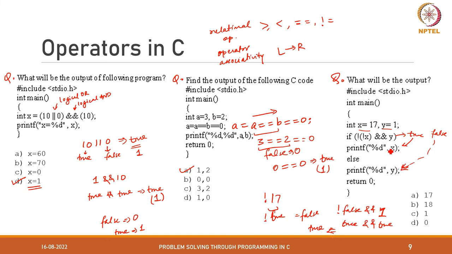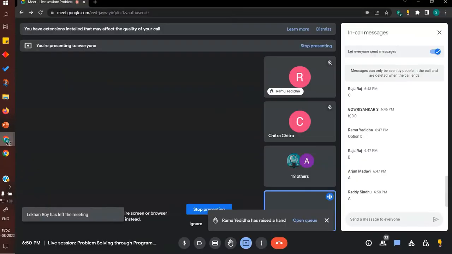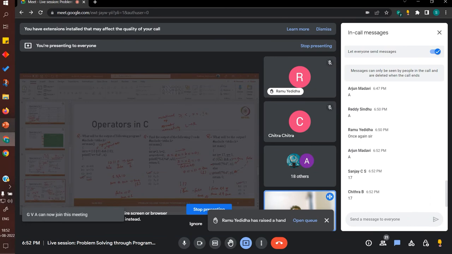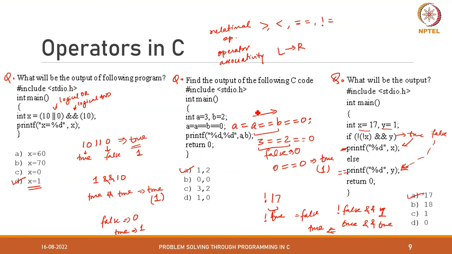Now if it evaluates to true, the value of x is to be printed, because this is the line that will be printed if it's true, and this is the line that will be printed if it's false. So x will be printed, and your answer here will be A, 17. I think a lot of you have already answered it correctly in the chat box. If you have any doubts, you are free to ask.